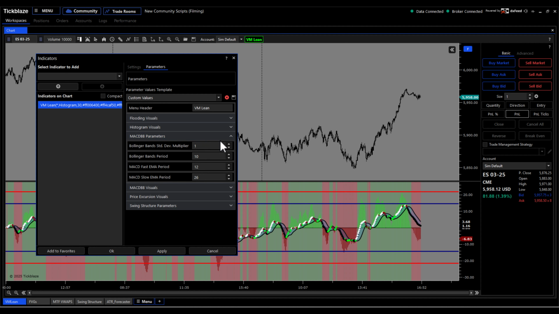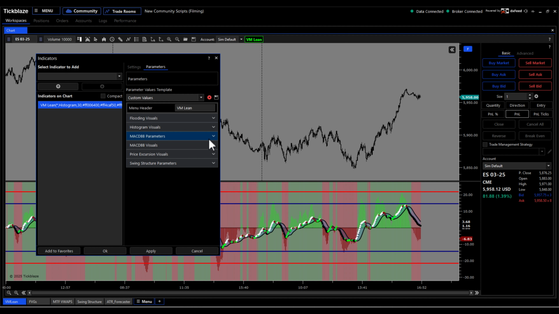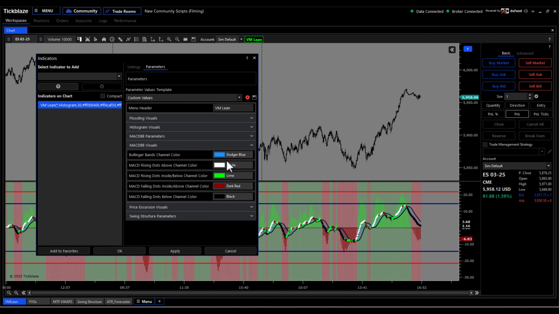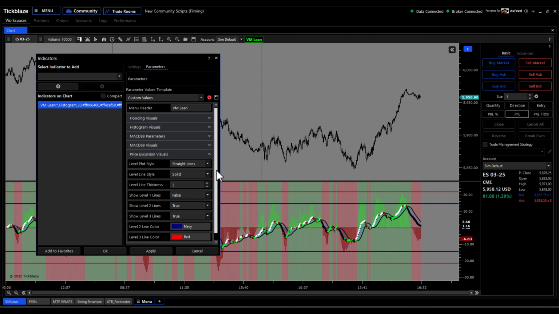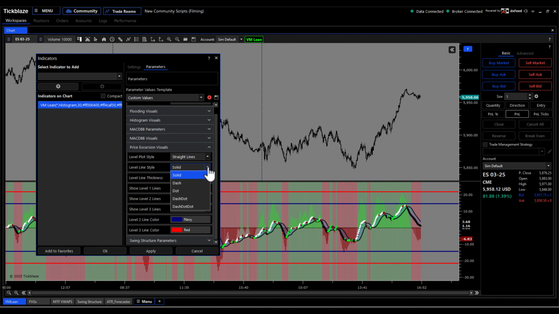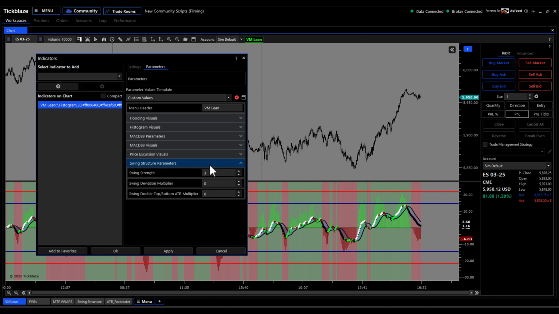You can play with the settings. These are set to the defaults. I wouldn't change those if you're a new trader. There's no need. You can look at the visuals to the actual MACD BBs, and then you can change the colors to the excursion levels. You can change the lines. You can, if you want dynamic, and then there's the colors. And then ultimately, if you look at the swing structure, you can change the swing strength, so that way if you are using the market structure setting, you can use that to your advantage, okay?